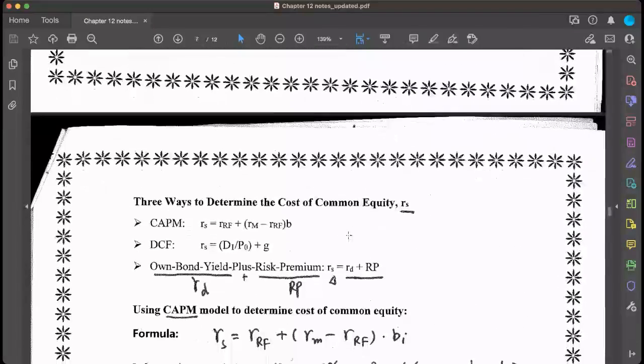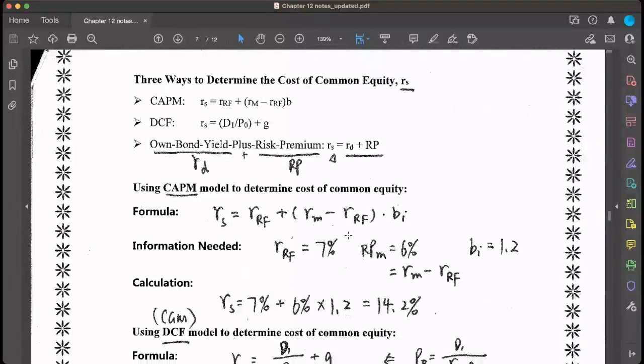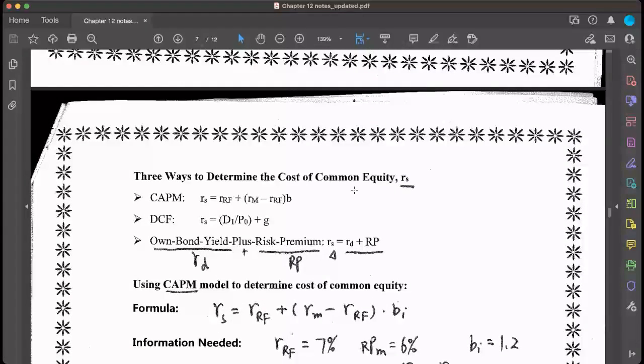There are three ways to calculate the cost of common equity for retained earnings, RS. The first way is to use the capital asset pricing model, where RS equals the risk-free rate plus the market risk premium, which is RM minus RF, multiplied by beta. The second way is using the discounted cash flow model: RS equals D1 over P0 plus g. These two methods are what we already learned.